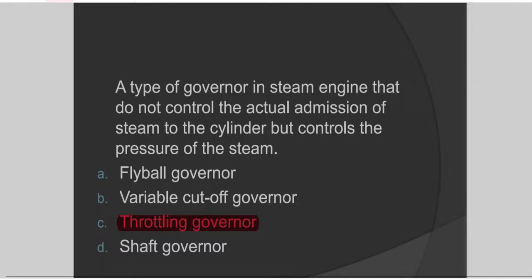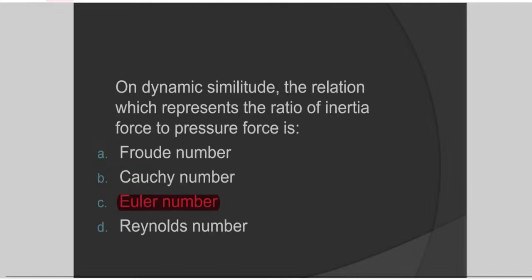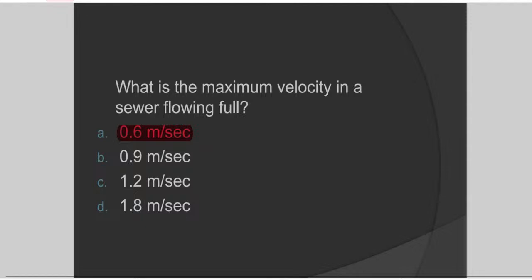A. Flyball governor. B. Variable cut-off governor. C. Throttling governor. D. Shaft governor. By intercooling using a two-stage compressor of the Brayton cycle, the back work ratio will A. increase, B. decrease, C. remain constant, D. none of these. On dynamic similitude, the relation which represents the ratio of inertia force to pressure force is A. Froude number, B. Cauchy number, C. Euler number, D. Reynolds number.